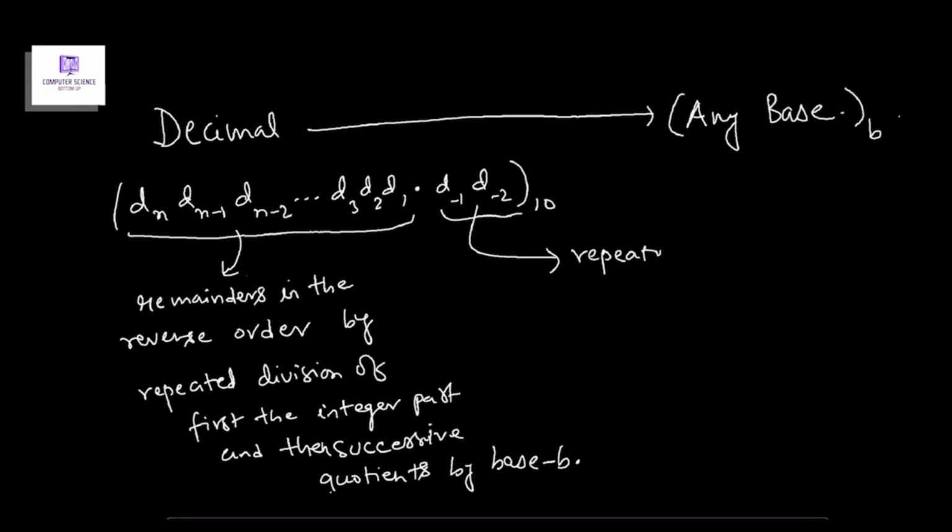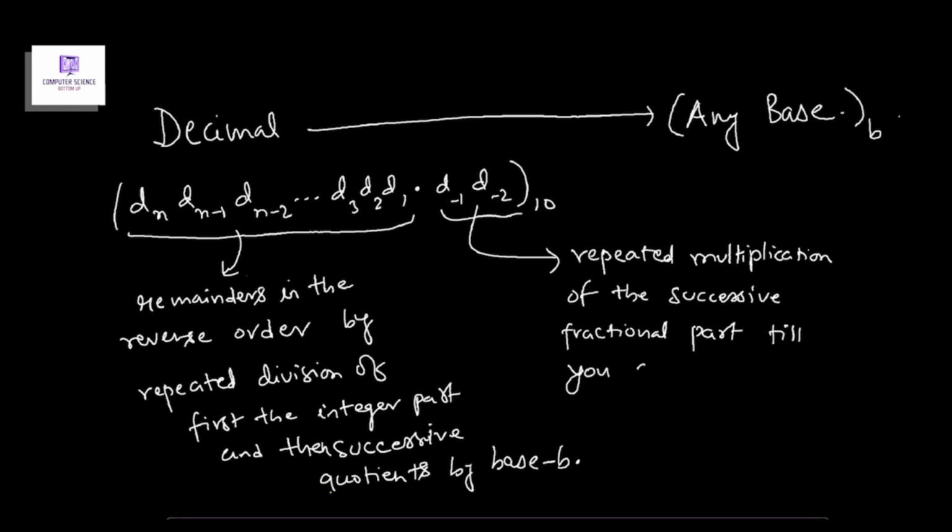Repeated multiplication of the successive fractional part with base b, till you get 0 in the fractional part. Okay.